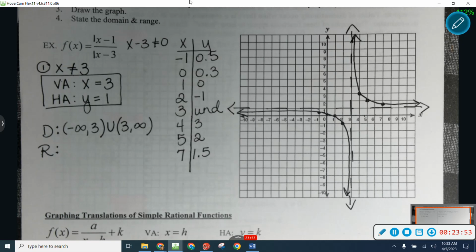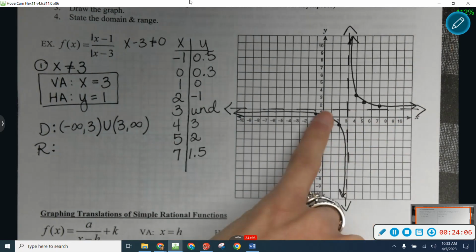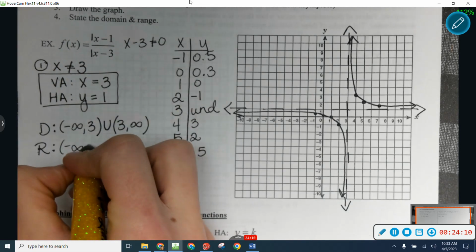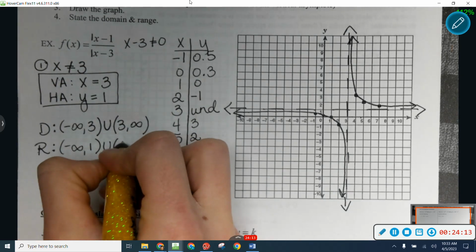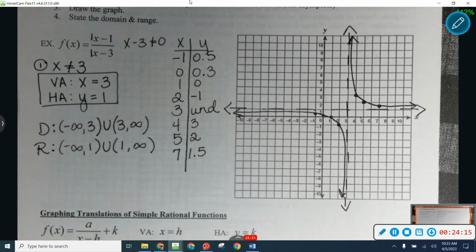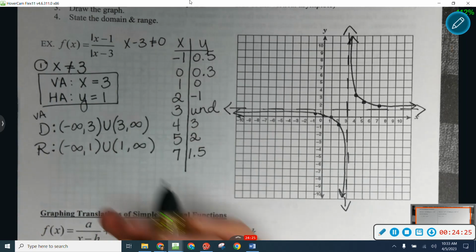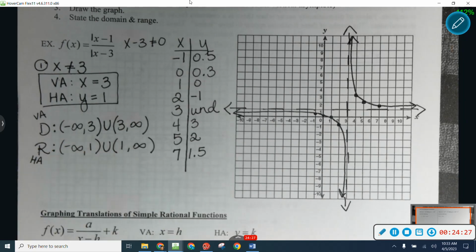Now for my range, all possible y values, so that's going from bottom to top. So my only restriction for my y's is where? My horizontal asymptote. It didn't cross it. There's my asymptote, so I'm going from -infinity to 1, and then picking back up at 1 and going to +infinity. Again, you're doing parentheses because it's not equal to. So your domain is off of your vertical asymptote. Your range goes off of your horizontal asymptote.